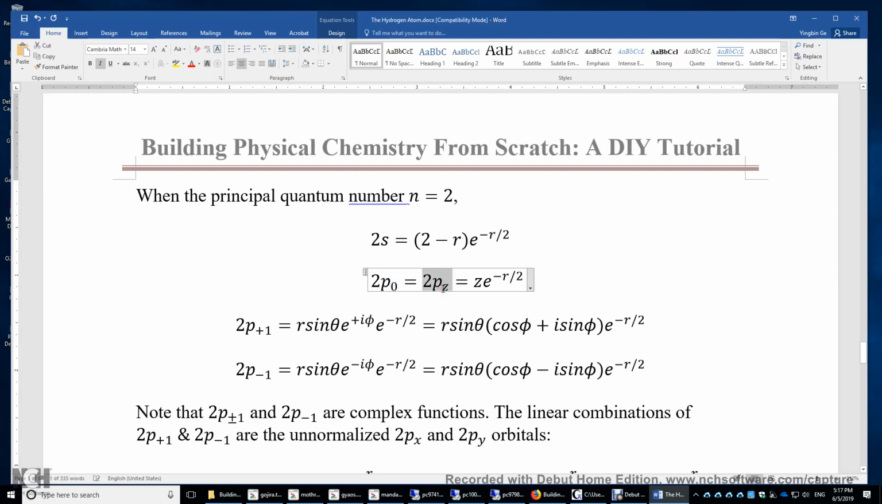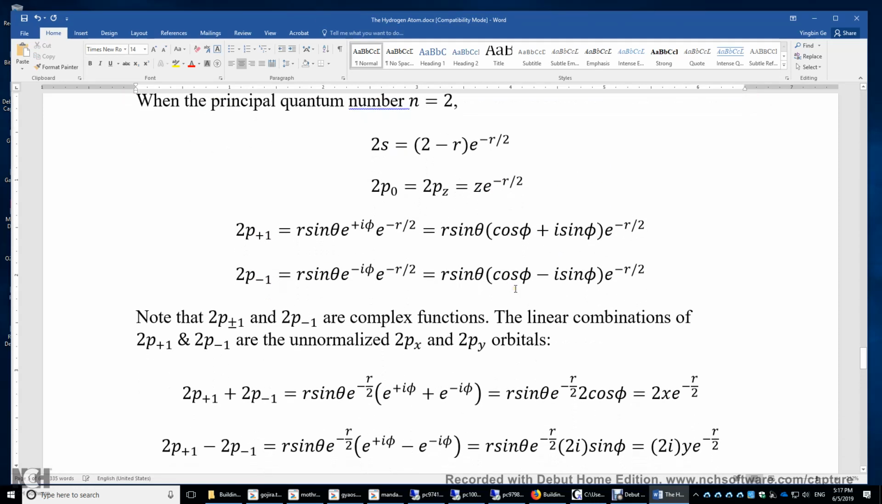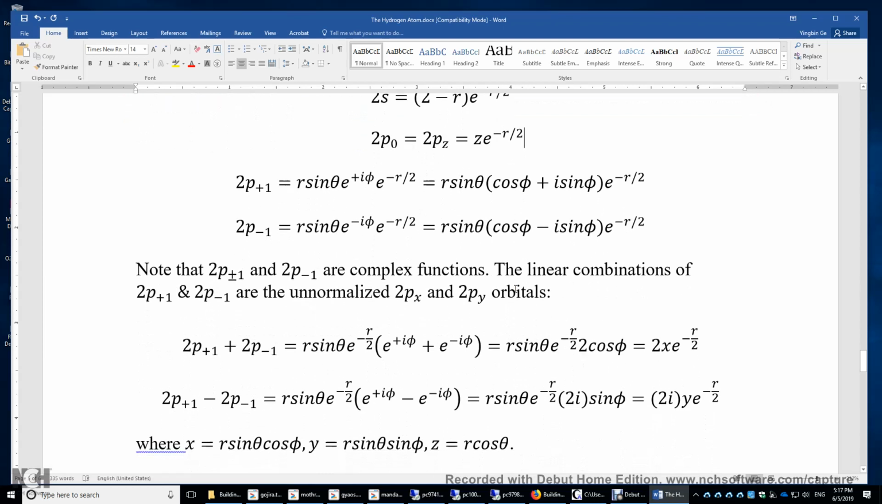You combine the radial function and the angular function for 2pz. You get z times this exponential function. How about 2p plus 1, 2p minus 1? They are actually complex functions. They are actually linear combinations of 2px and 2py.